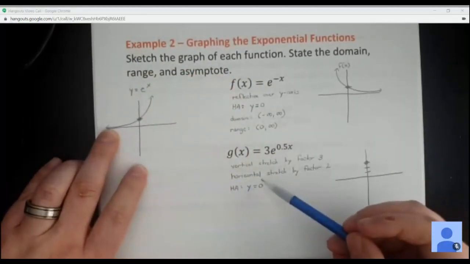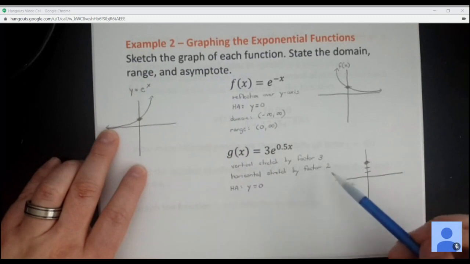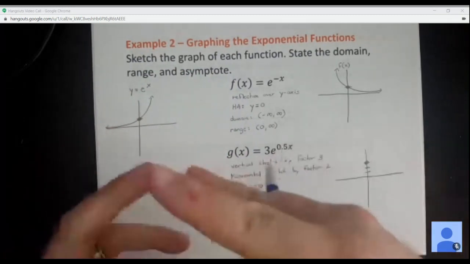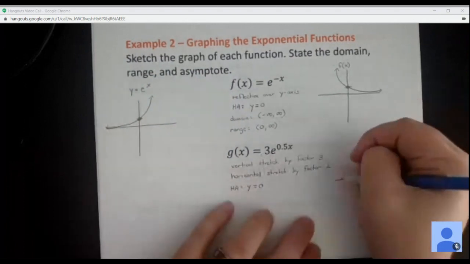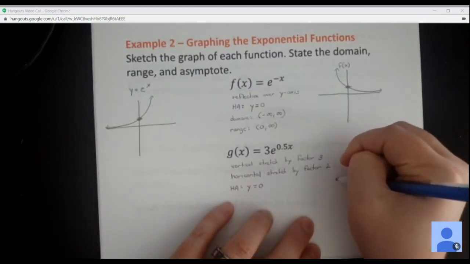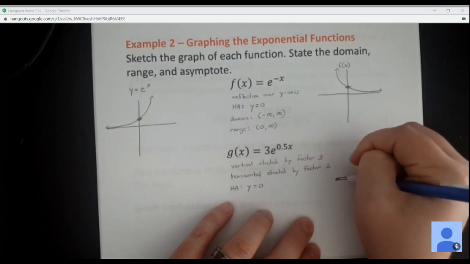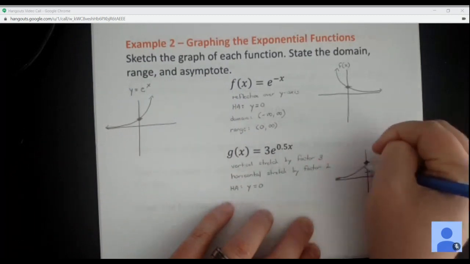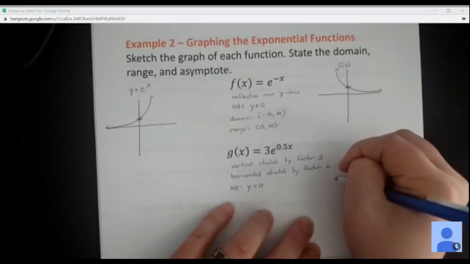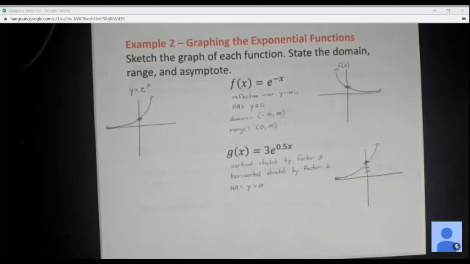Now here, though, I'm also still stretching it horizontally, so not a lot's going to change. If I stretch it vertically by 3 and horizontally by 2, it's still going to have almost the same basic shape that we would have had before. I just need to make sure that I'm going through that point at 3 instead. So it's going to look more like that now.